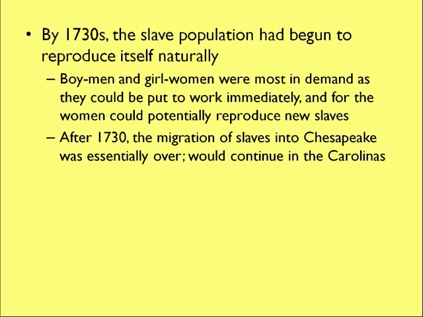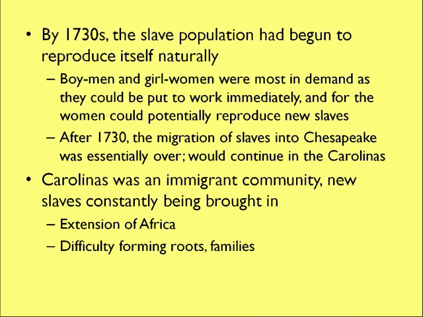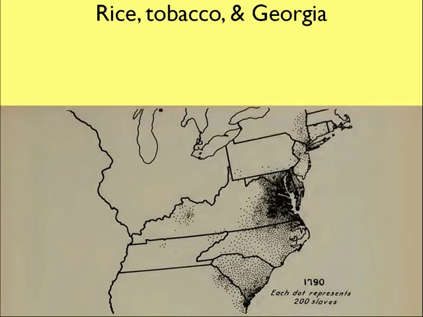And by 1730 in Chesapeake, the migration is over. In the Carolinas, it will continue. And Carolinas becomes more of an immigrant community, where the slaves are not reproducing at quite the same levels. And for them, it's more difficult to form sort of roots and families, which was easier in Chesapeake. So if we look, Chesapeake is here, and that's where the majority is, and that's tobacco.